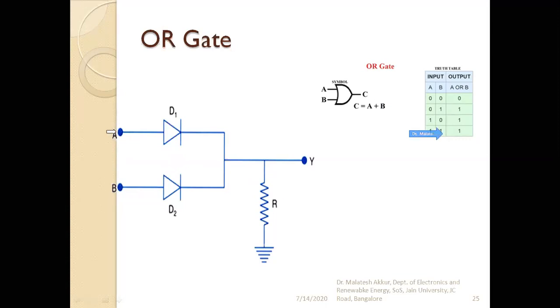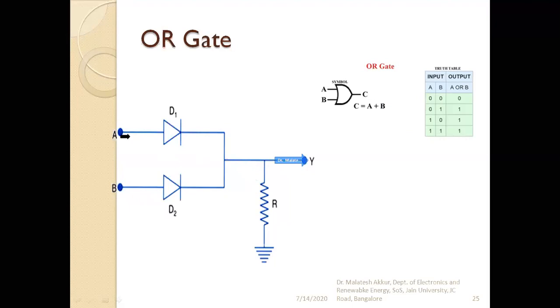5 volts. Here also 5 volts, here also 5 volts. So both the diodes are forward bias. Current flows through both the diodes, as well as here also. So together it will flow here, and again the voltage will drop across this resistor, and the voltage between this point and the ground is again high.